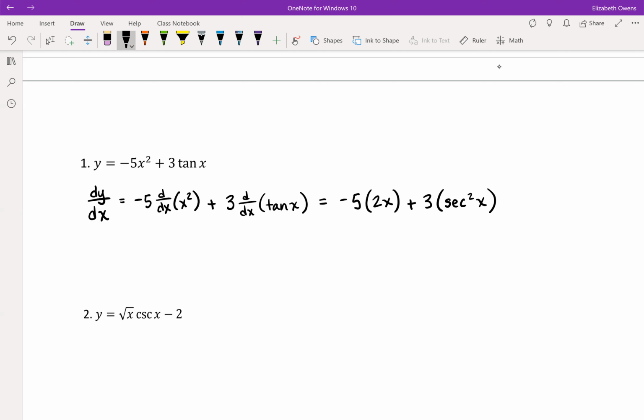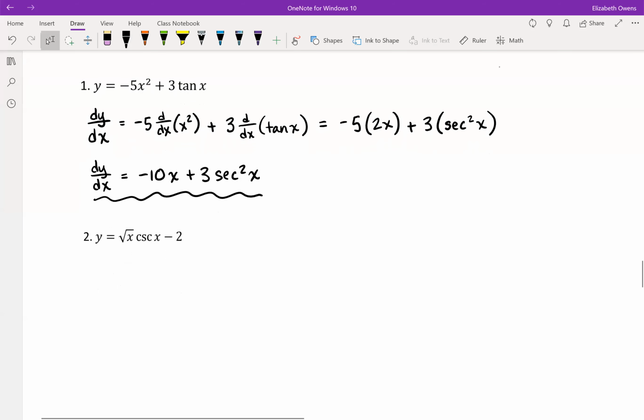Okay, so for our answer here, we get that dy dx is going to be negative 10x plus 3 secant squared x. And that's all there is to this first one.